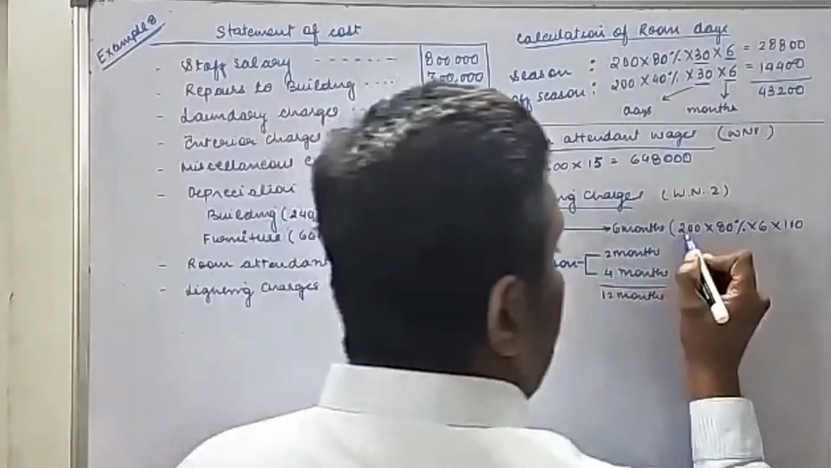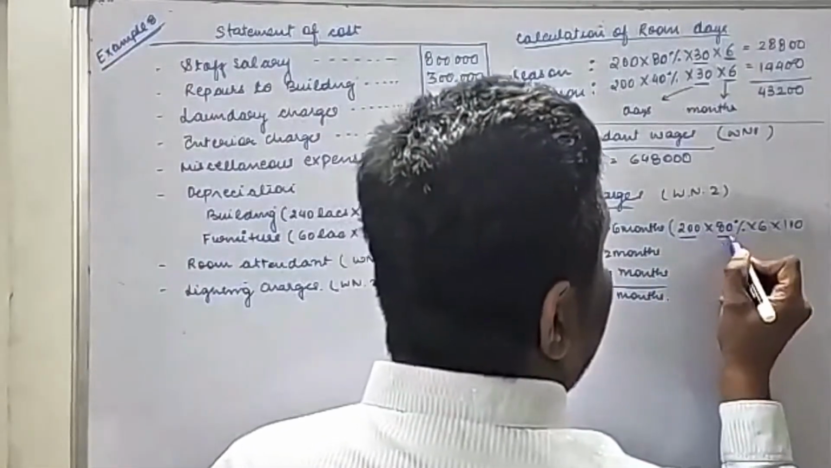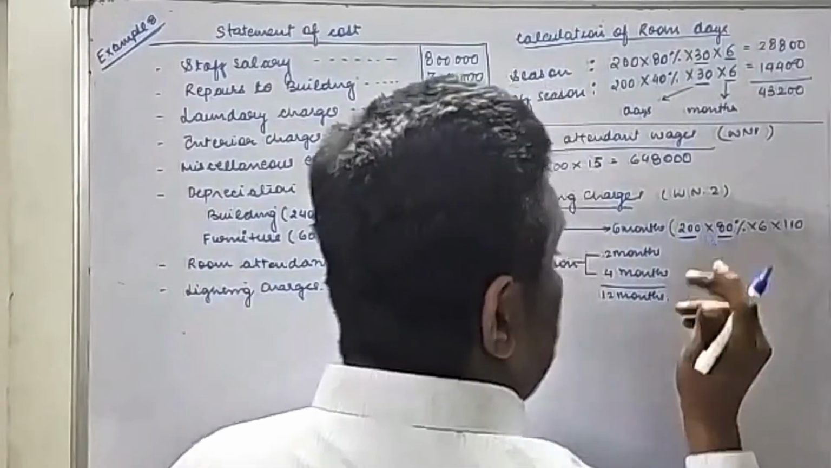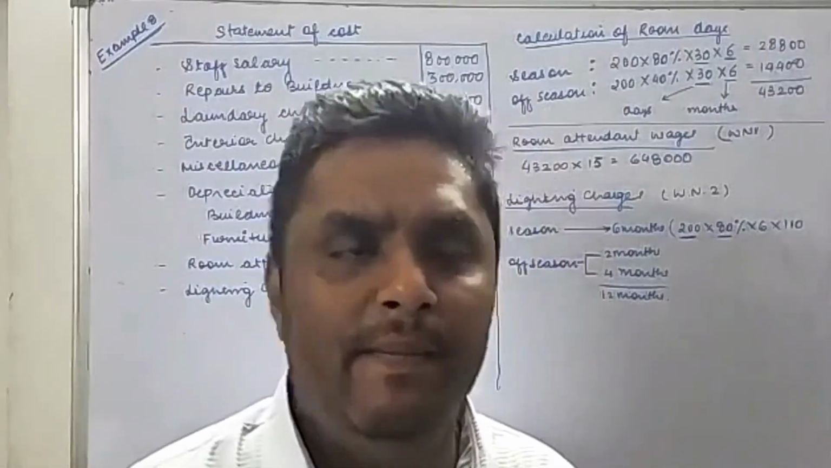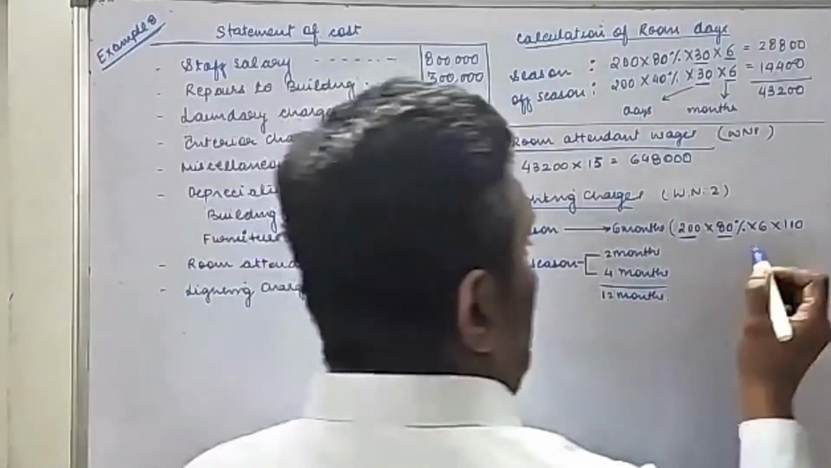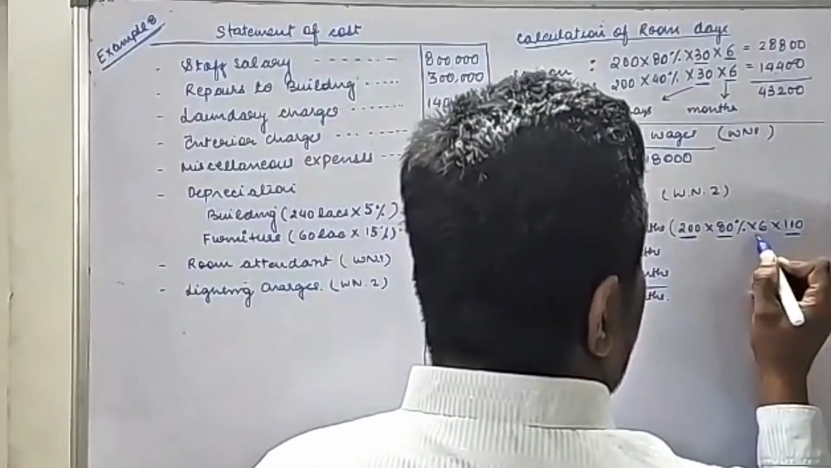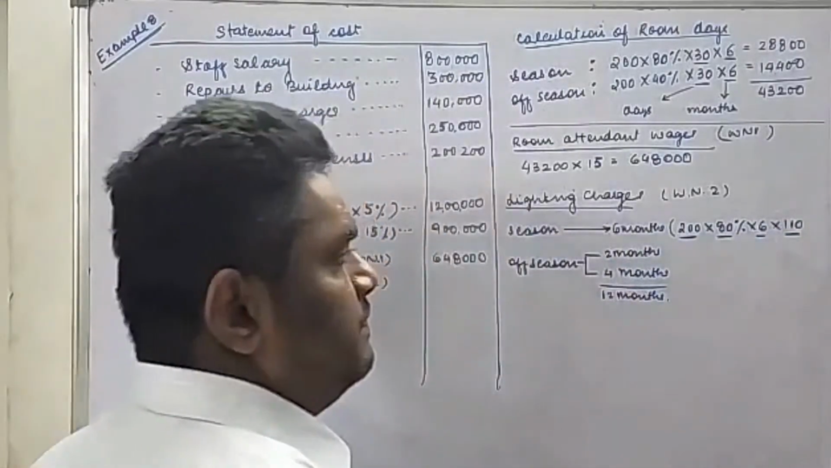So 200 rooms, 80% is the average occupancy. So on an average, 160 rooms are occupied every day. So 110 are the monthly lighting charges into 6 months.